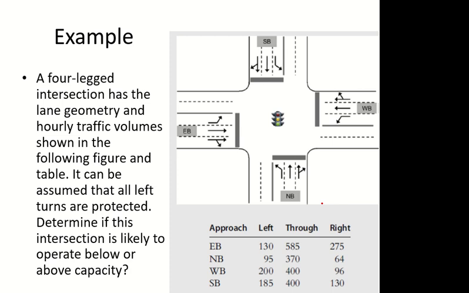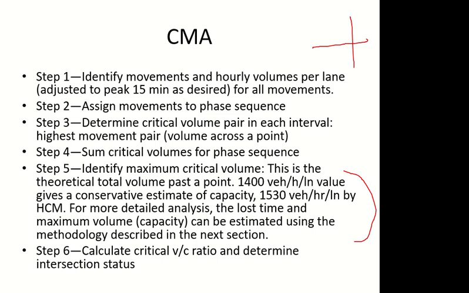Now the volumes are already given, and we need to find out the critical volume pairs. So the first step is already done. Movements are identified, and the volumes are already given. Now we have moved to the third step, the phasing sequence will come with that.